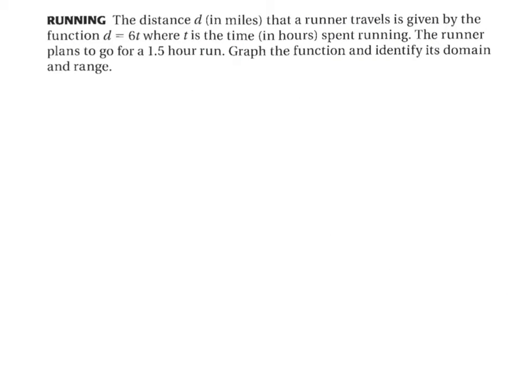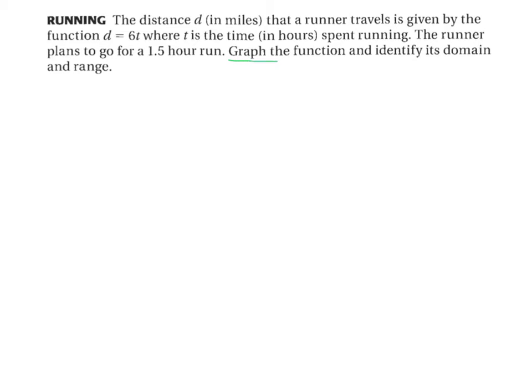Now, there are going to be times when the domain and the range might be restricted. Maybe we can't use all of the numbers. In our first example, the distance d in miles that a runner travels is given by the function d equals 6t, where t is the time in hours spent running. The runner plans to go for a 1.5-hour run. Graph the function and identify its domain and range.